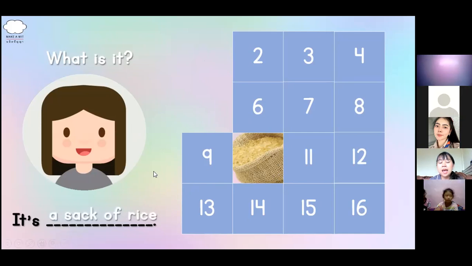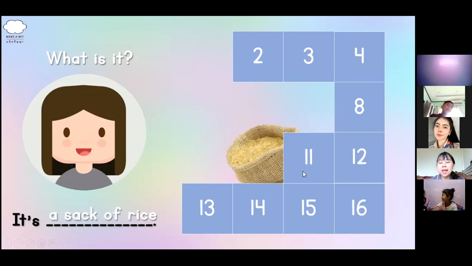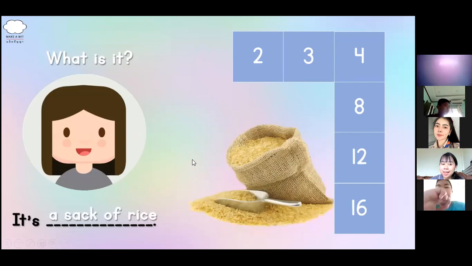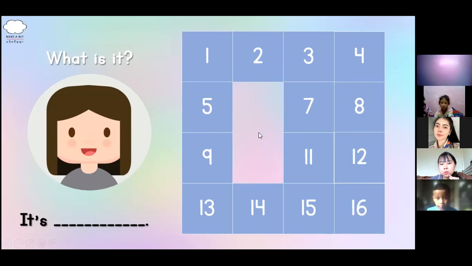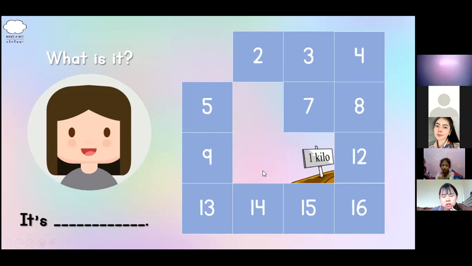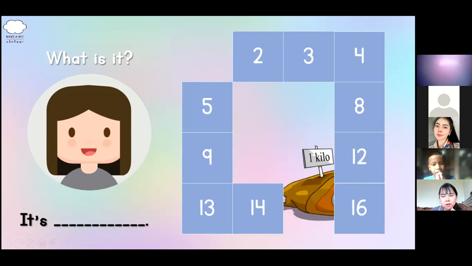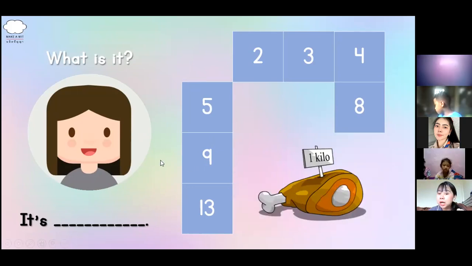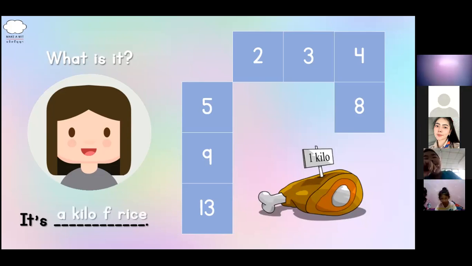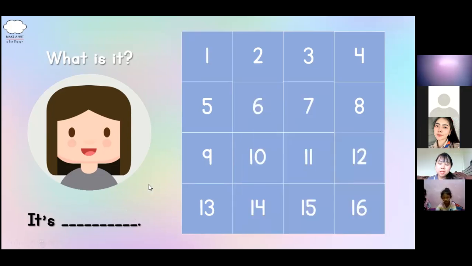11. It's a sack of rice. 10, 6, 1, 11, 11, 15, 12, 16, a kilo of meat. A kilo of meat.